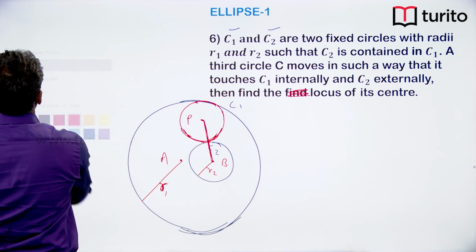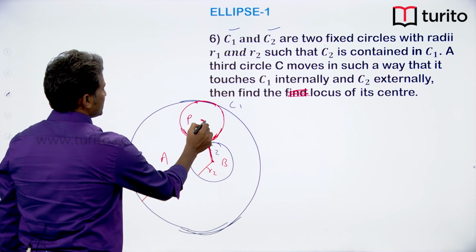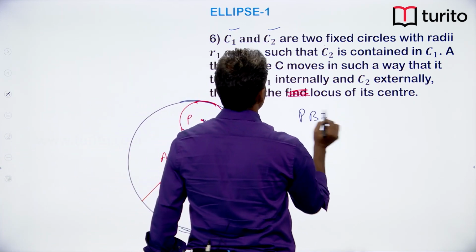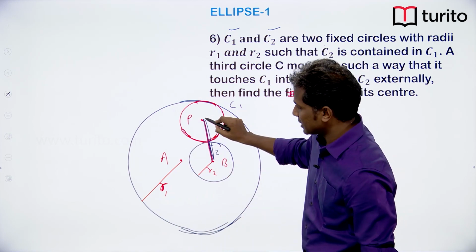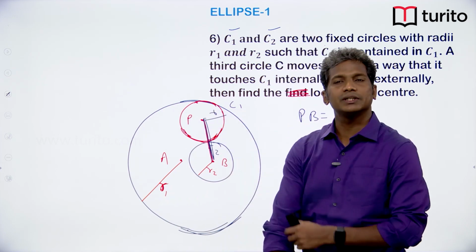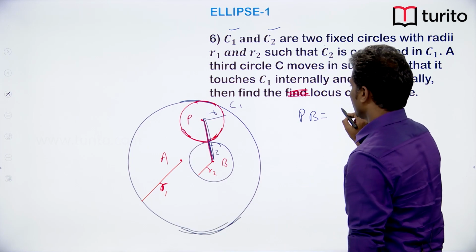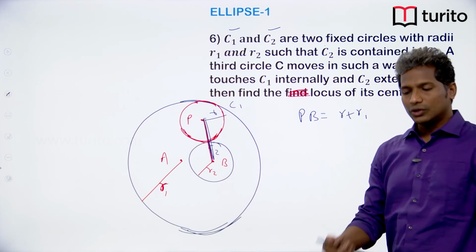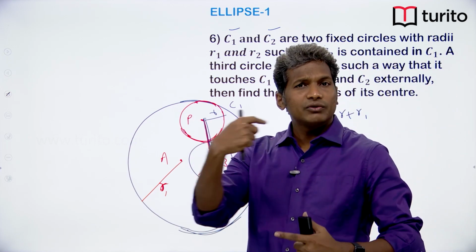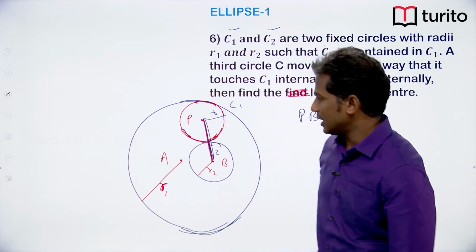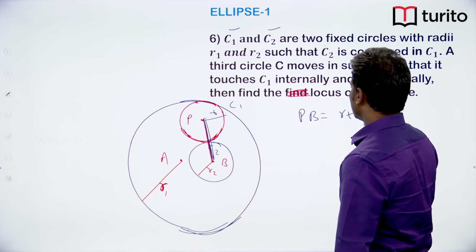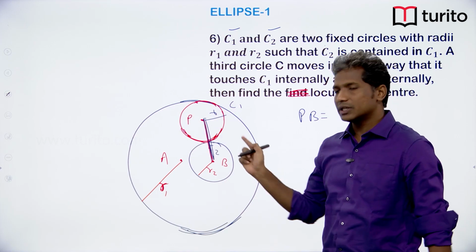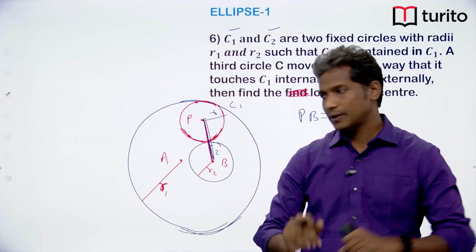Now, I can get PB. There is a variable circle also, so let me take the radius of this variable circle as small r. So, PB becomes r plus R2. Out of these, r is variable, R2 is constant. Similarly, R1 is also constant. Now, R2 is constant, R1 is constant, but r is variable.